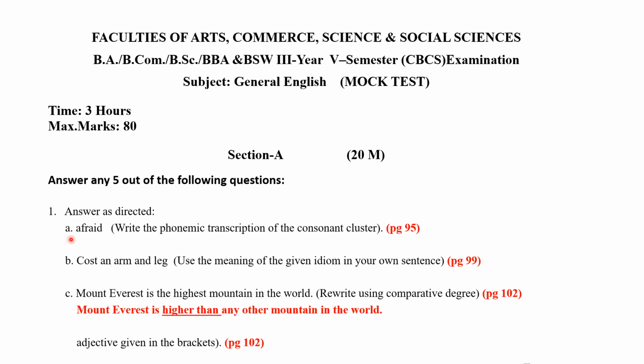Okay, the first one, answer as directed. Afraid. Write the phonemic transcription of the consonant cluster. You remember the consonant cluster lesson? It's given on page number 95 and the answer is fr. F and R are the letters and fr is the sound. And this is the phonemic transcription, students. All of you, you have to write the phonemic transcription in the brackets, these type of brackets only.